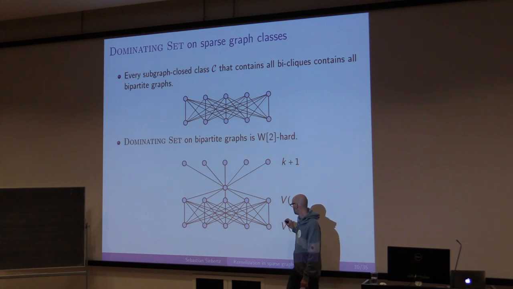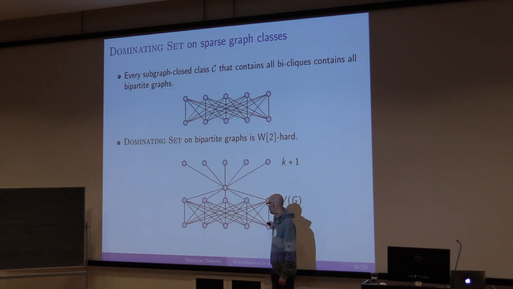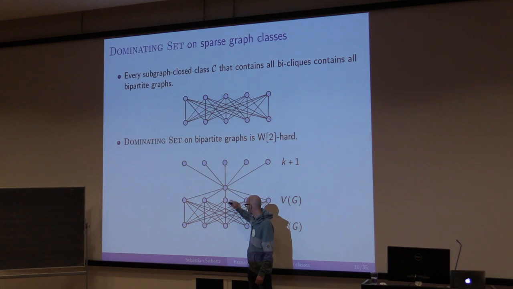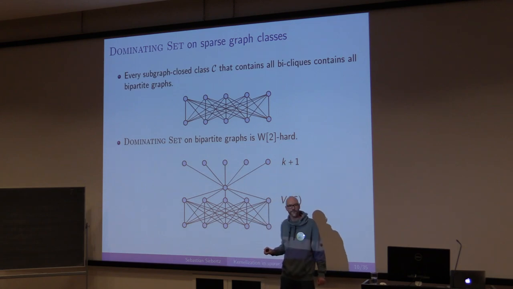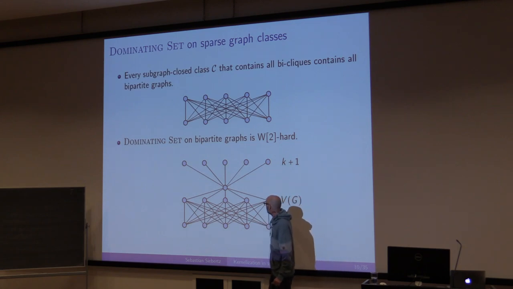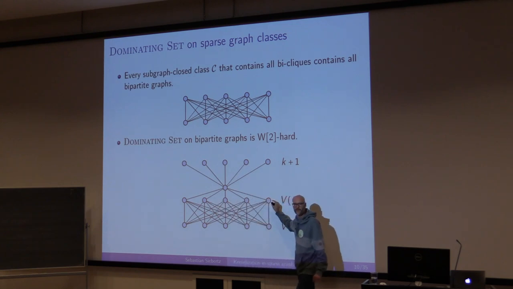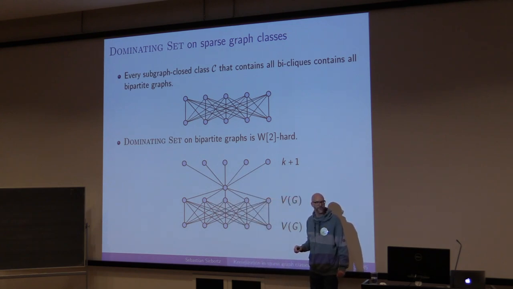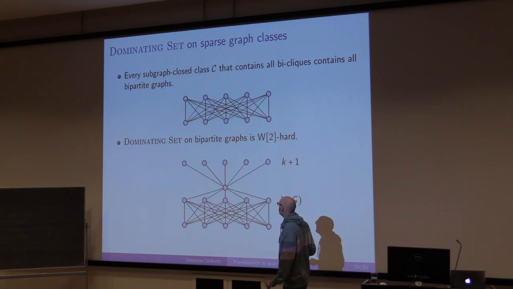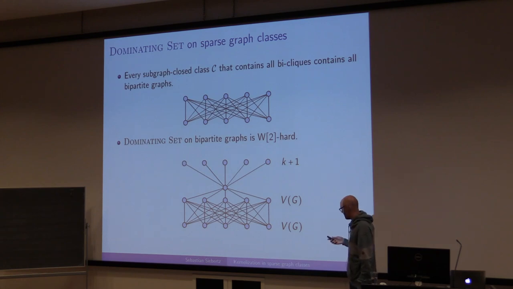And we can see that whenever we want to dominate something, if the dominator is down here, we can put it up here, right? So a dominating set in this graph, we can assume, uses this vertex and uses vertices from here. And this translates exactly to a dominating set in the original graph. Yes. So dominating set on bipartite graphs is W2 hard.